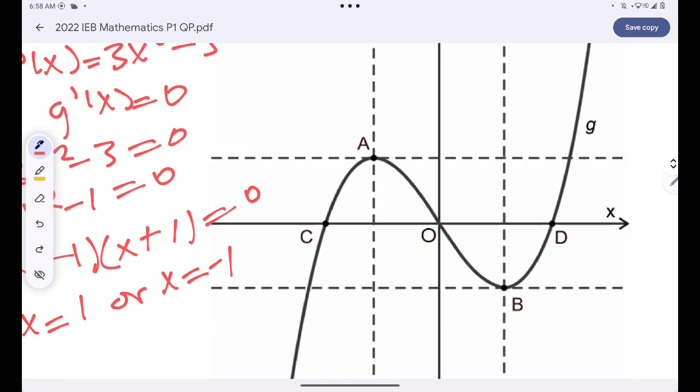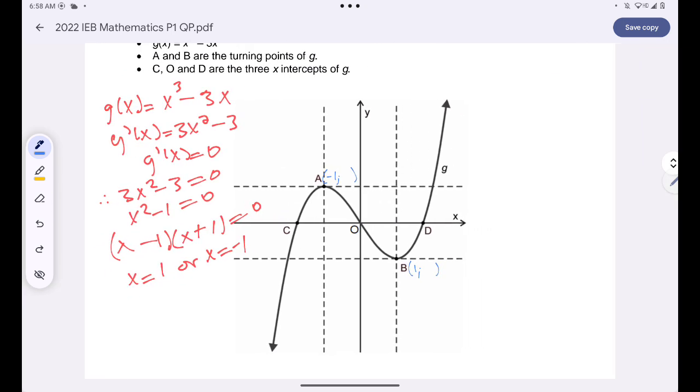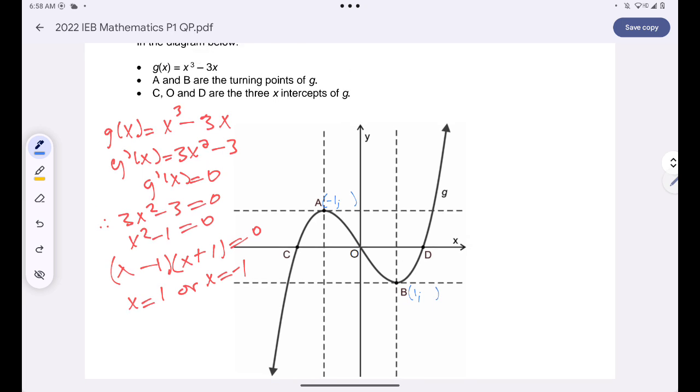Are you together? So this simply means that the x value at point A, since A is the turning point which is on the left hand side of the y-intercept, will be negative 1, and at B it will be 1. I just need to find the corresponding y values. How can I find them? I'll just substitute. g of x is equal to x cubed minus 3x.